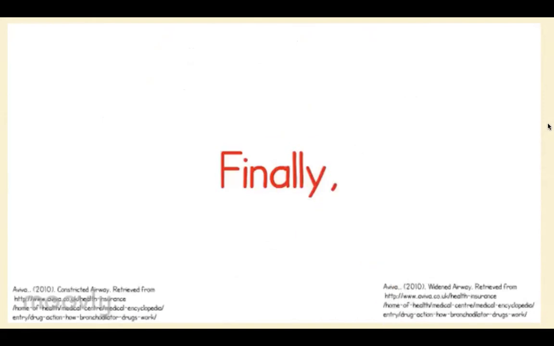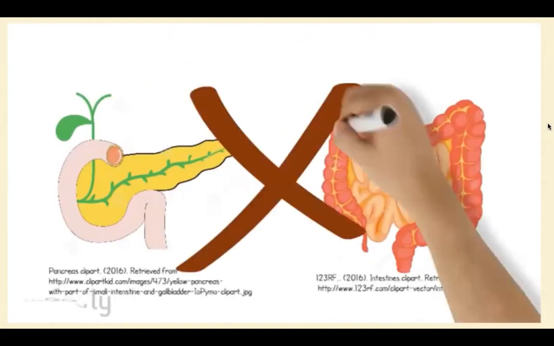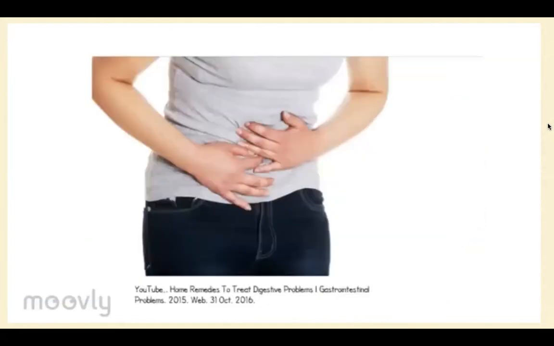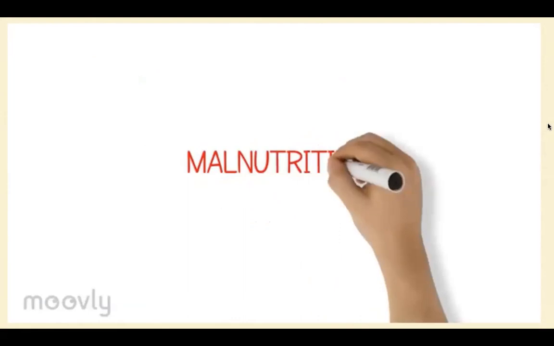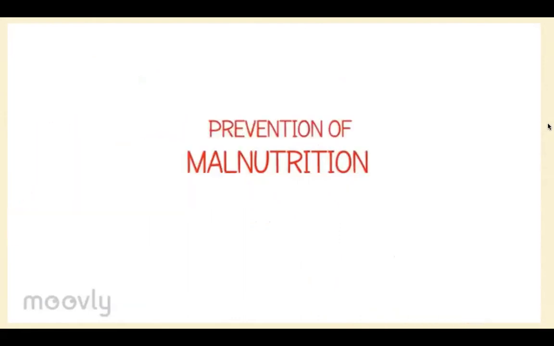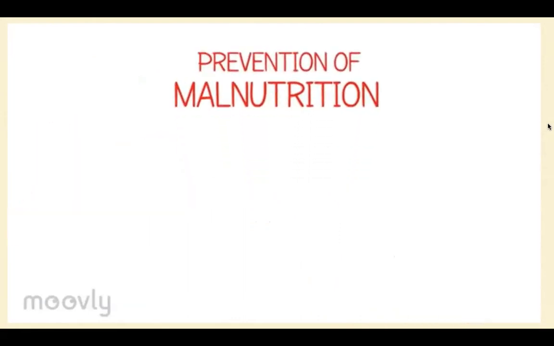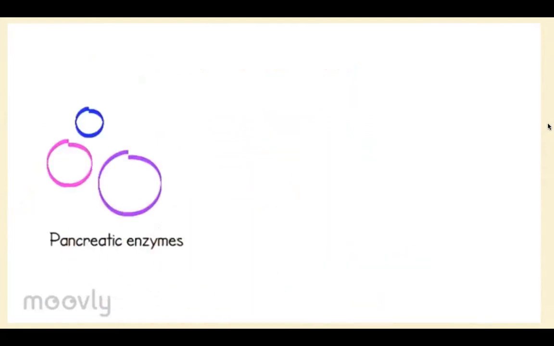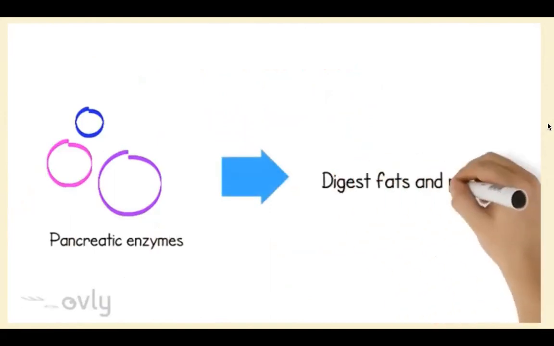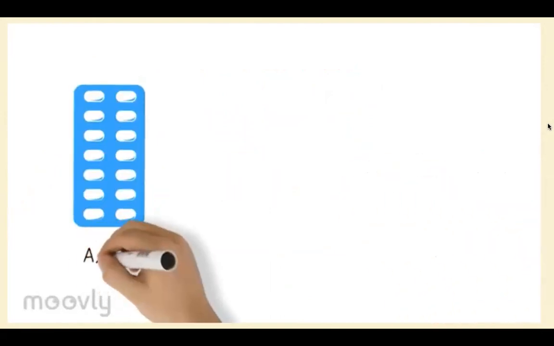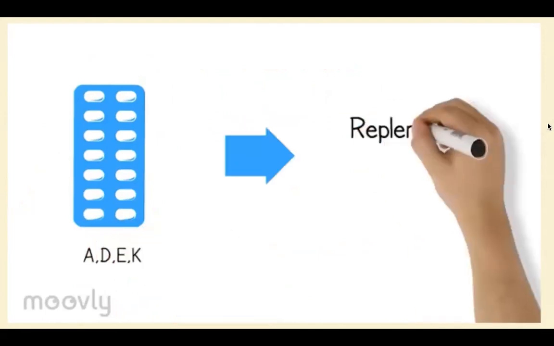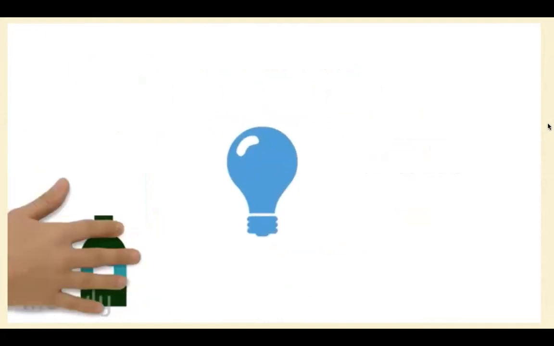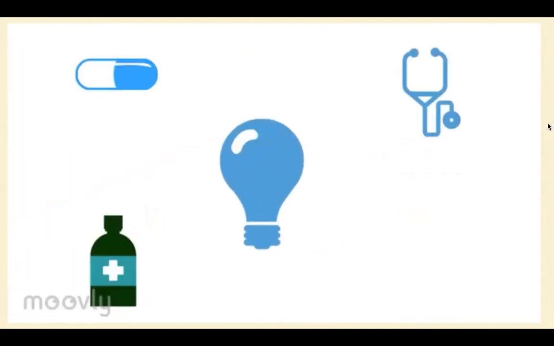Finally, as mentioned before, the pancreas and intestines are unable to function efficiently because of this disease. Digestion of food becomes difficult, and eventually malnutrition becomes a cause of the disease. Prevention of malnutrition has become a greater focal point in recent years, as it could help the patient fight a persisting lung infection. Oral pancreatic enzymes are provided to help digest fats and proteins, and supplements of vitamin A, D, E, and K are provided to replenish the fat-soluble vitamins that the intestine can no longer absorb. By implementing these techniques, we can hope to continue lessening the incidence of this disease.